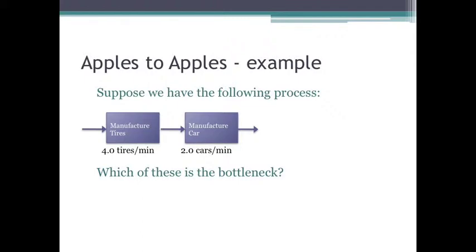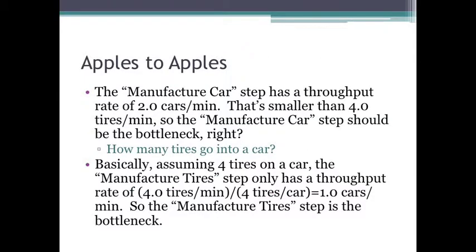For instance, suppose we have this process here. First, we manufacture tires, and we're able to manufacture 4 tires a minute. And then those tires go into manufacturing a car. And the process to manufacture the car can produce cars at 2 cars a minute. So, which of these is the bottleneck? Well, in this case, if you just look at the numbers and just take the numbers as is, you'd think that the manufactured car step would be, because the 2 is smaller than 4, right?